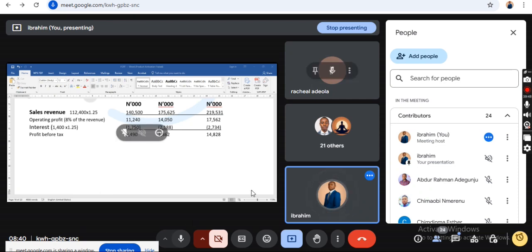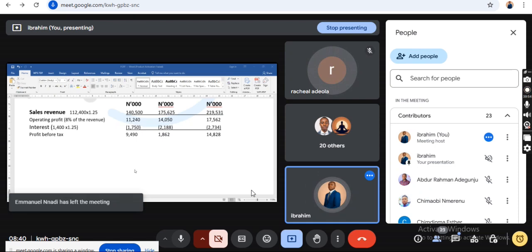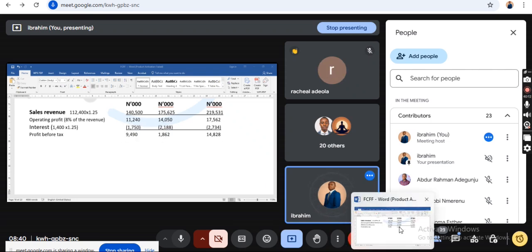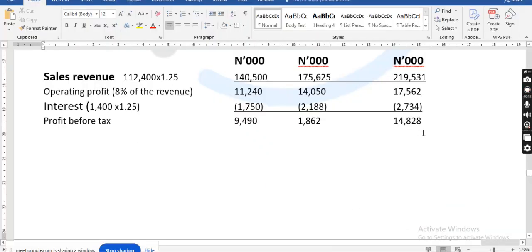Sometimes it will not be like the already made question, like the free cash flow one we did the other time, where they gave us the profit after tax and we just use it and do add-backs and all that. Sometimes you just have to restructure it, just like this. Hold on.